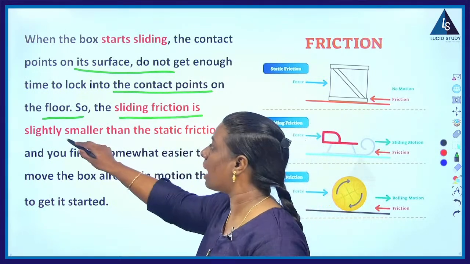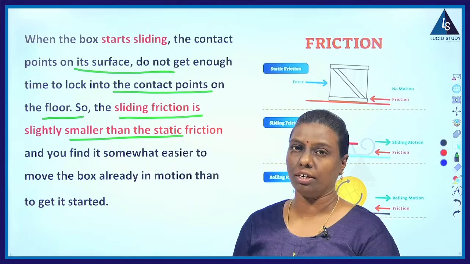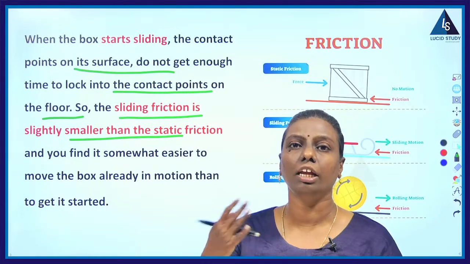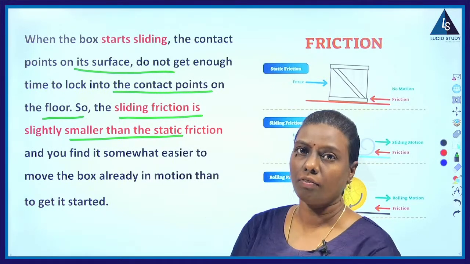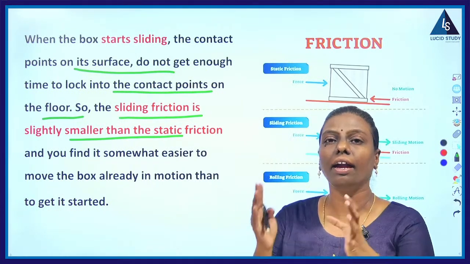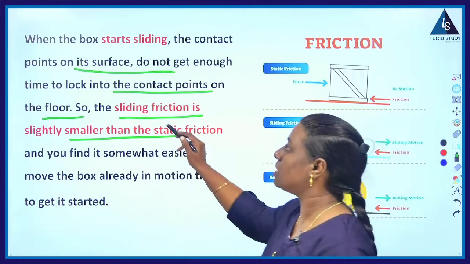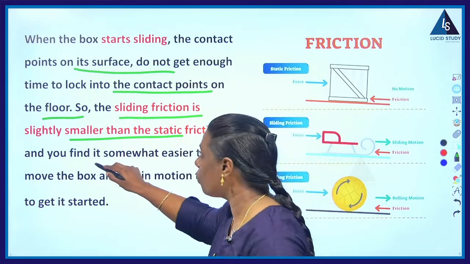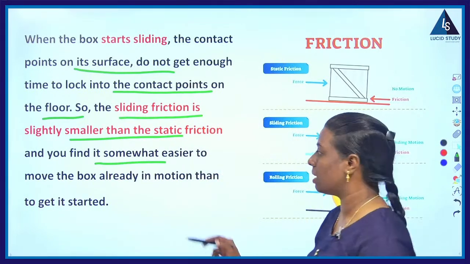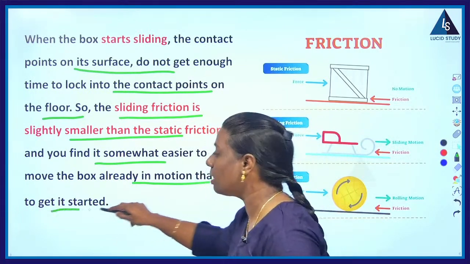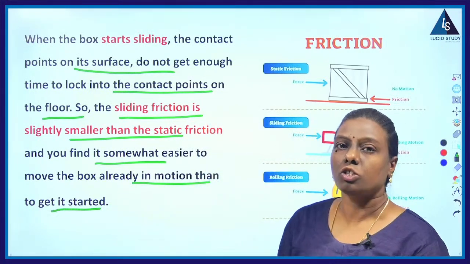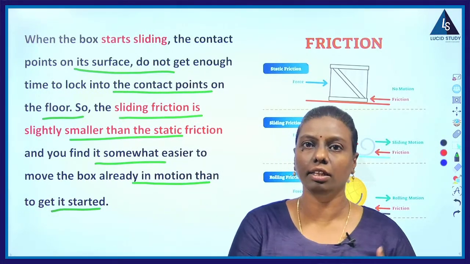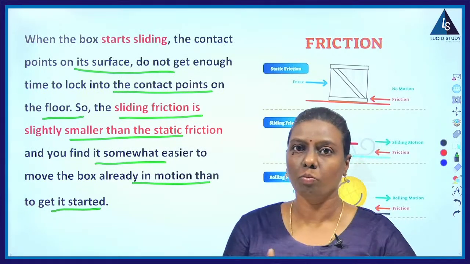So sliding friction is slightly smaller than the starting friction. In starting friction, the surfaces are already interlocked, so we need to apply more force to overcome the friction. When it is sliding, it requires less force. So we always say that sliding friction is slightly smaller than static friction, and you find it somewhat easier to move a box already in motion than to get it started, whereas an object starting from rest takes more force.